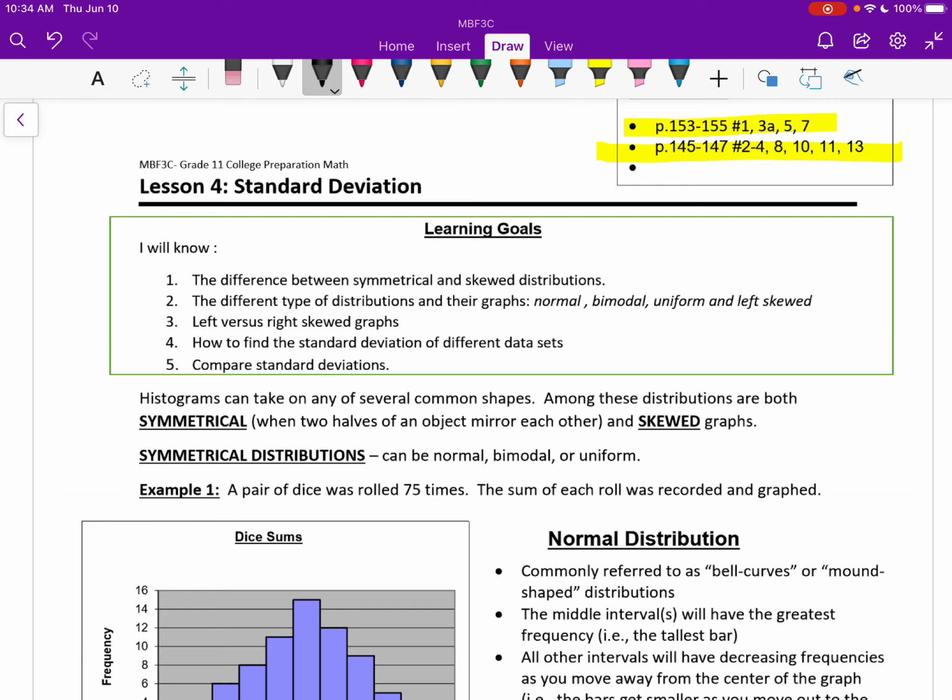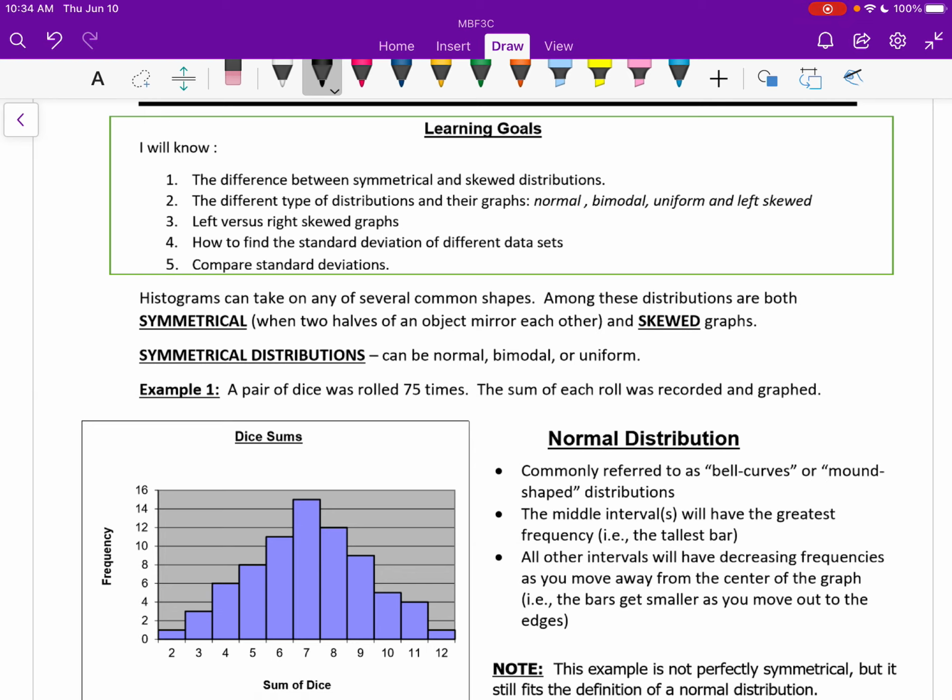Okay, histograms can take on several common shapes. When we're looking at our lesson 2, when we're talking about displaying data, you'll notice that histograms can look a certain way, but the ones that we've been graphing have mostly been symmetrical, right? So when we have two halves of an object mirror each other, that is what we've been looking at. Everything's going towards that central tendency. When we're talking about mean, median, mode, this is that central tendency, right? You can also have skewed graphs. So sometimes you can have graphs that are leaning more left or leaning more right.